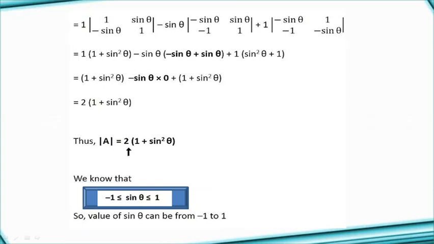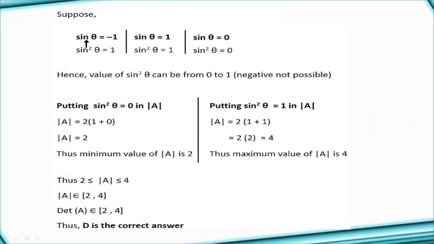Now determinant A is equal to 2 into 1 plus sine square theta. We know sine theta value lies from minus 1 to 1. The value of sine theta can be from minus 1 to 1. So now let's suppose sine theta is equal to minus 1, sine theta equal to 1 or sine theta equal to 0. When we'll do the squaring, sine square theta equal to 1, sine square theta equal to 1 and sine square theta equal to 0. Because in the determinant we have sine square theta. Now value of sine square theta can be from 0 to 1, negative is not possible.